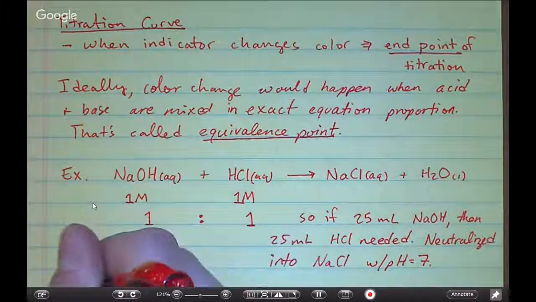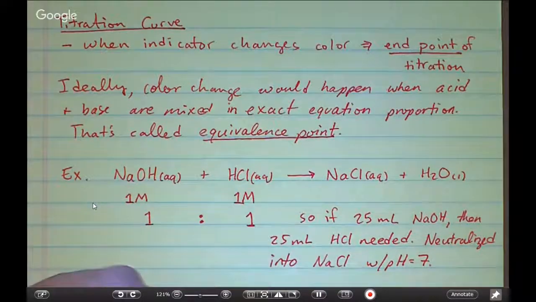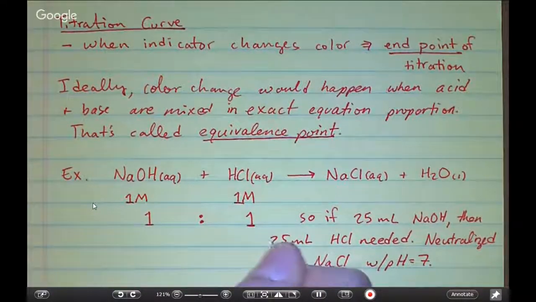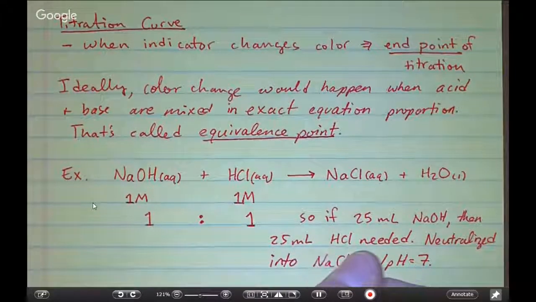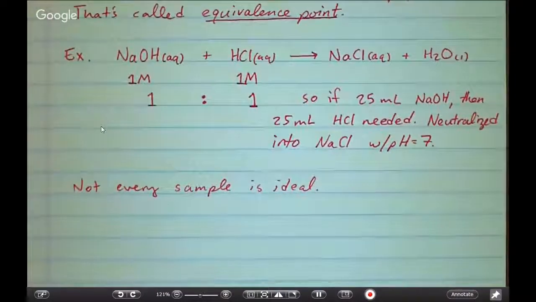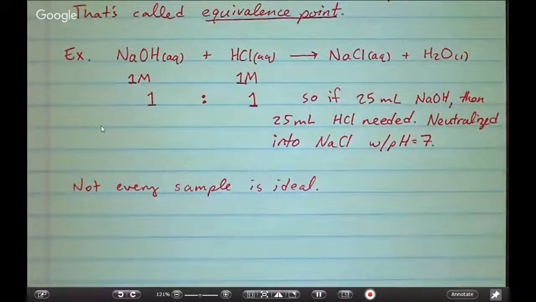Okay. Unfortunately, or fortunately, depending on how you look at it, not every sample is ideal. This one is, because it's a 1-to-1 situation. You have a strong acid and a strong base.